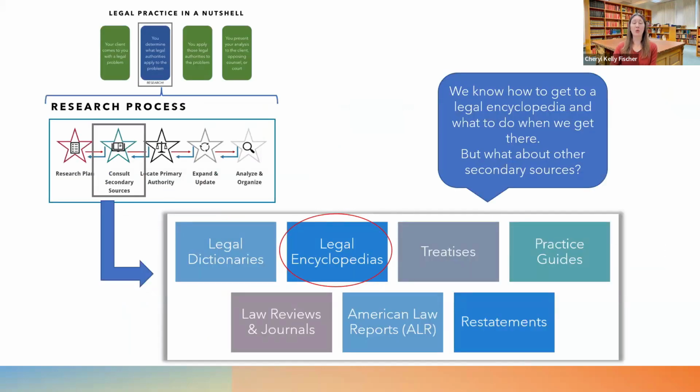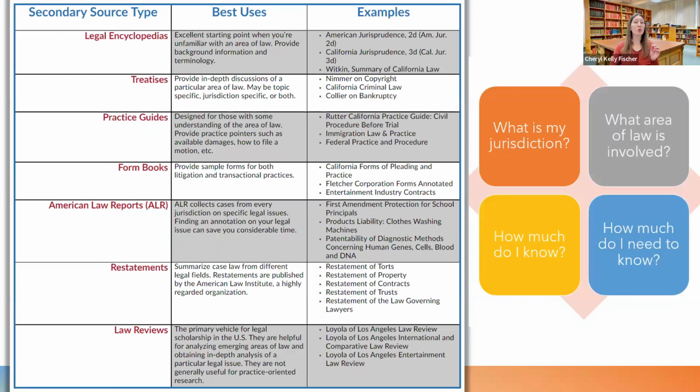So last week we stopped at using Witkin and Calger. So we know how to get to those legal encyclopedias and what to do when we get there. But what about all these other secondary sources? After you've learned some basics in a legal encyclopedia, you might turn next to a treatise or to a practice guide. So Module 1 had this handy chart in Brightspace to help you figure out which secondary source type you might want to use. But I like to keep 4 questions in mind.